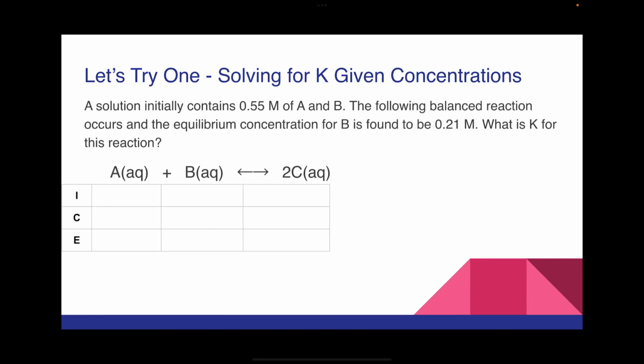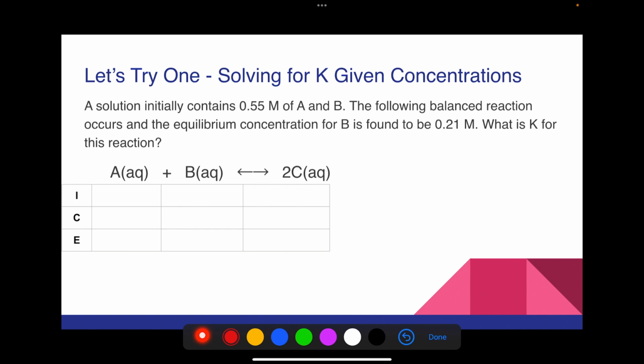Here's an example where we're asked to solve for K given concentrations. A solution initially contains 0.55 molar A and B. The following balanced equation occurs, and the equilibrium concentration for B is found to be 0.21 molar. What is the K for this reaction?